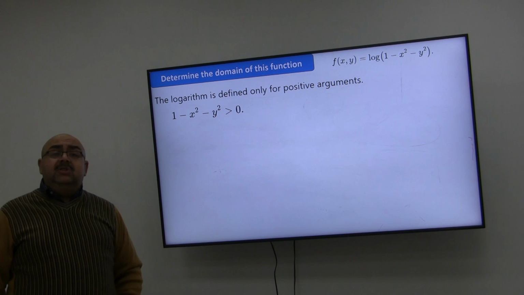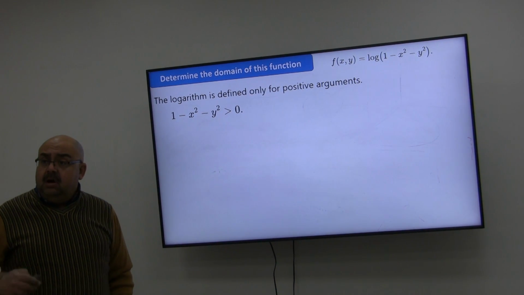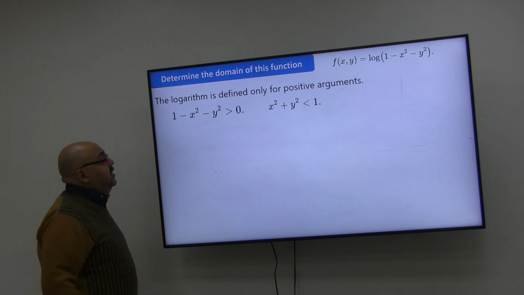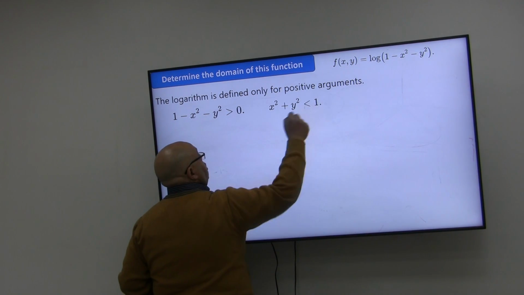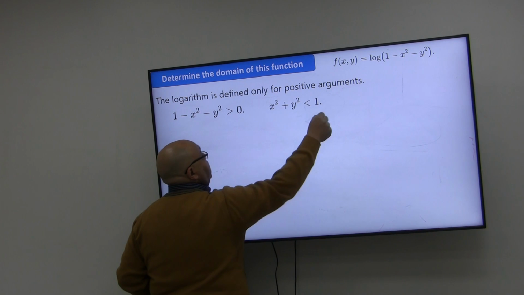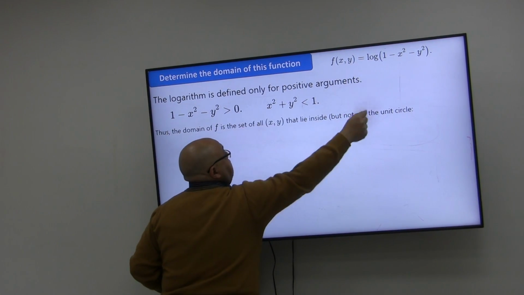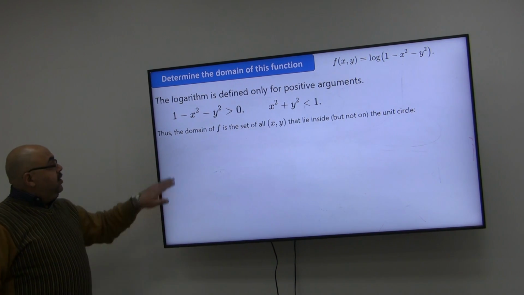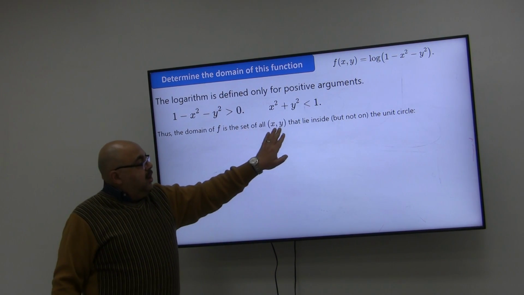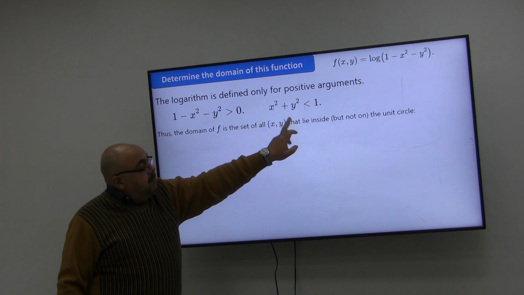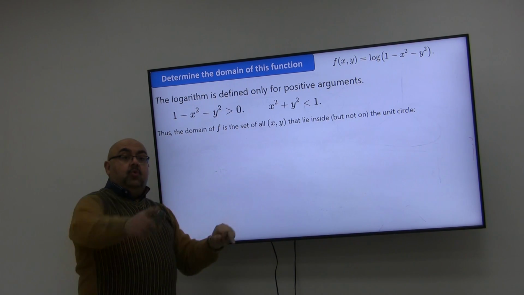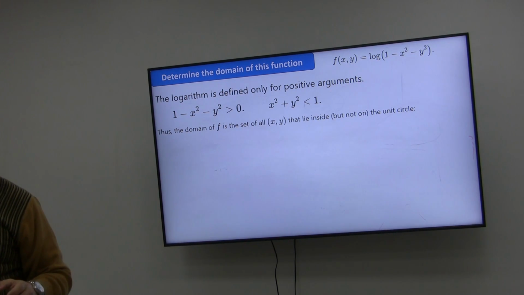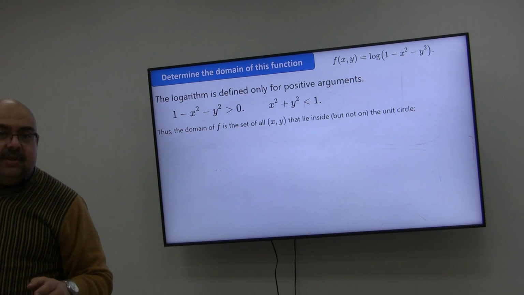Okay, can you describe this circle in a simpler way? Yes, r is equal to 1 in polar coordinates. Am I right? So once more, this is x squared plus y squared less than 1, which can be written in polar as r squared less than 1, which means r is less than 1 in polar coordinates if I want to use polar coordinates. So once more, the domain of f is the set of all x, y that lie inside, but not on the unit circle. Why not on the unit circle? Because the log rejects the 0.